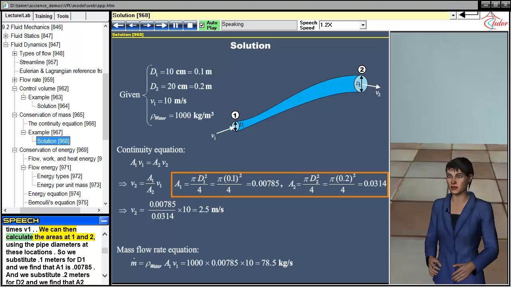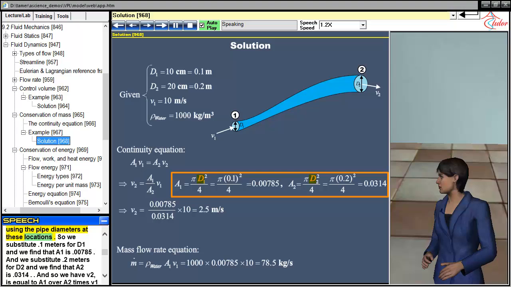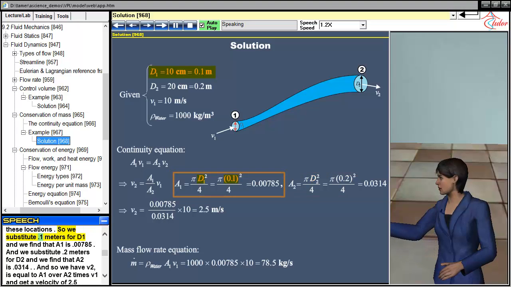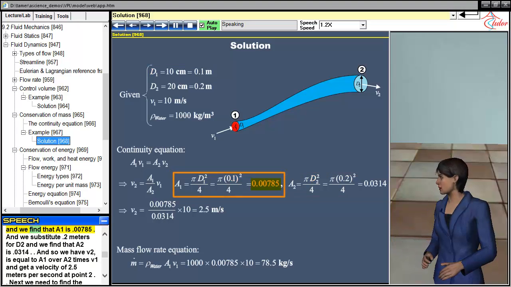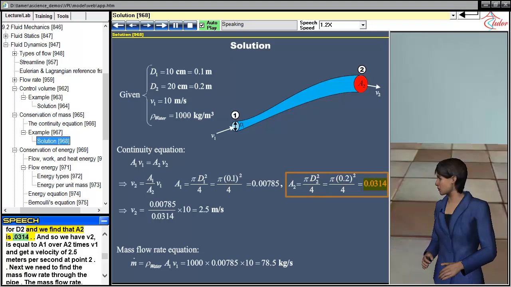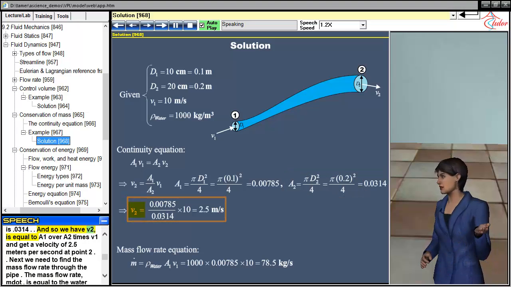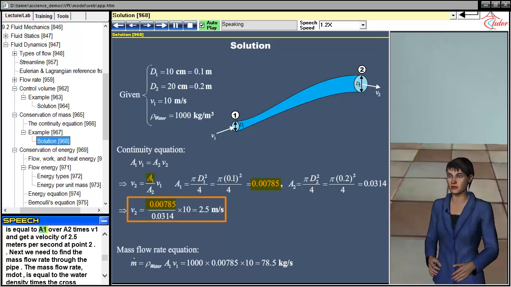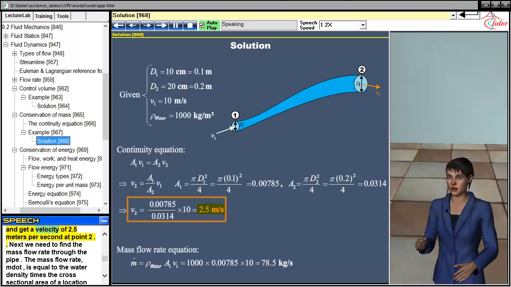We can then calculate the areas at 1 and 2, using the pipe diameters at these locations. So we substitute 0.1 meters for D1, and we find that A1 is 0.00785. And we substitute 0.2 meters for D2, and we find that A2 is 0.0314. And so we have V2 is equal to A1 over A2 times V1, and get a velocity of 2.5 meters per second at point 2.